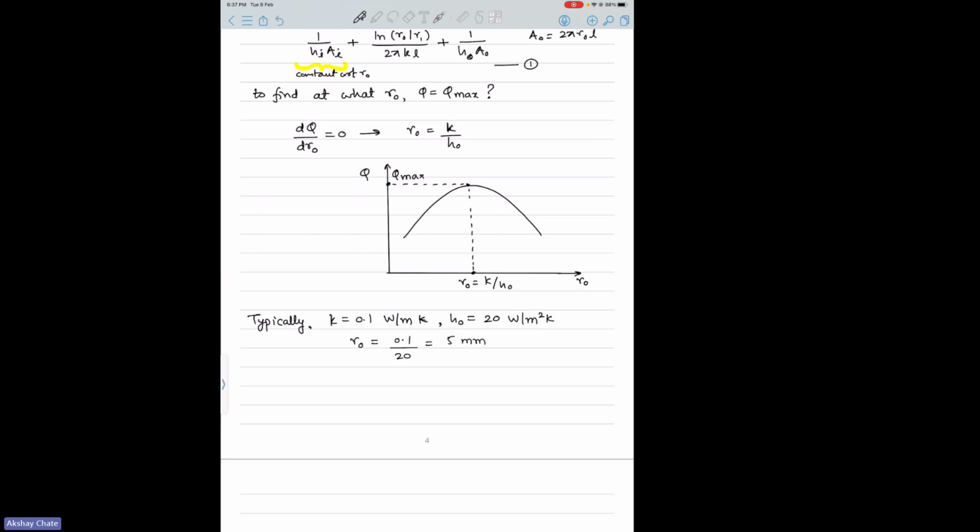Okay. Now that is more or less regarding cylindrical heat conduction without heat generation problems. Let me just see if anything is missed, so that we move ahead with the spherical thing.